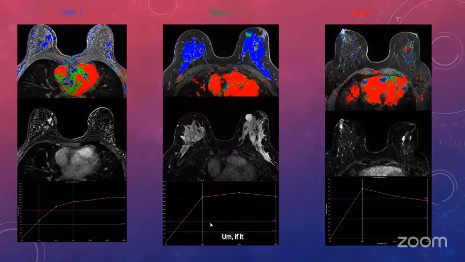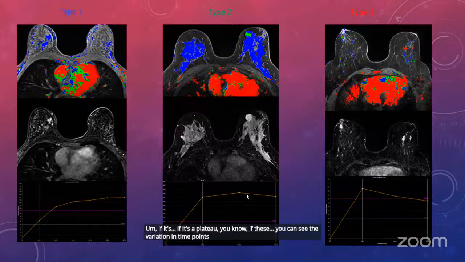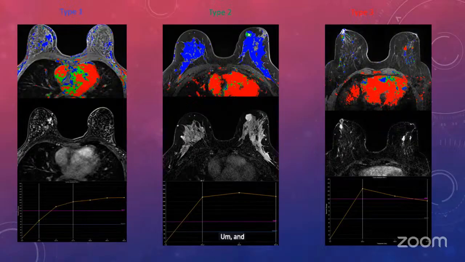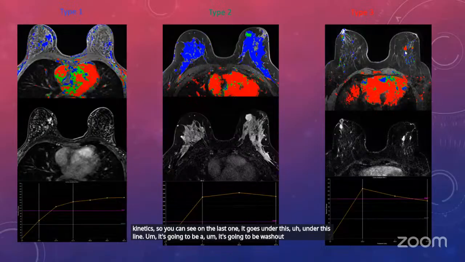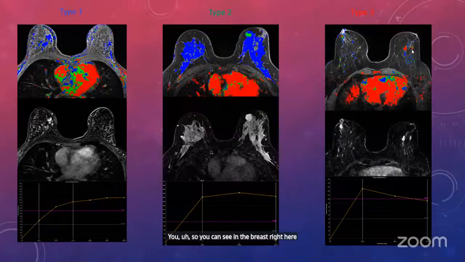If it's a plateau, you can see the variation in time points. This one's 3 time points. You can see the plateau kinetics, and it's going to assign that green. And then for washout kinetics, you can see on the last one, it goes under this line. It's going to be washout kinetics, and that's going to be given a red voxel. So you can see in the breast right here, this lesion is assigned red, so that's washout.